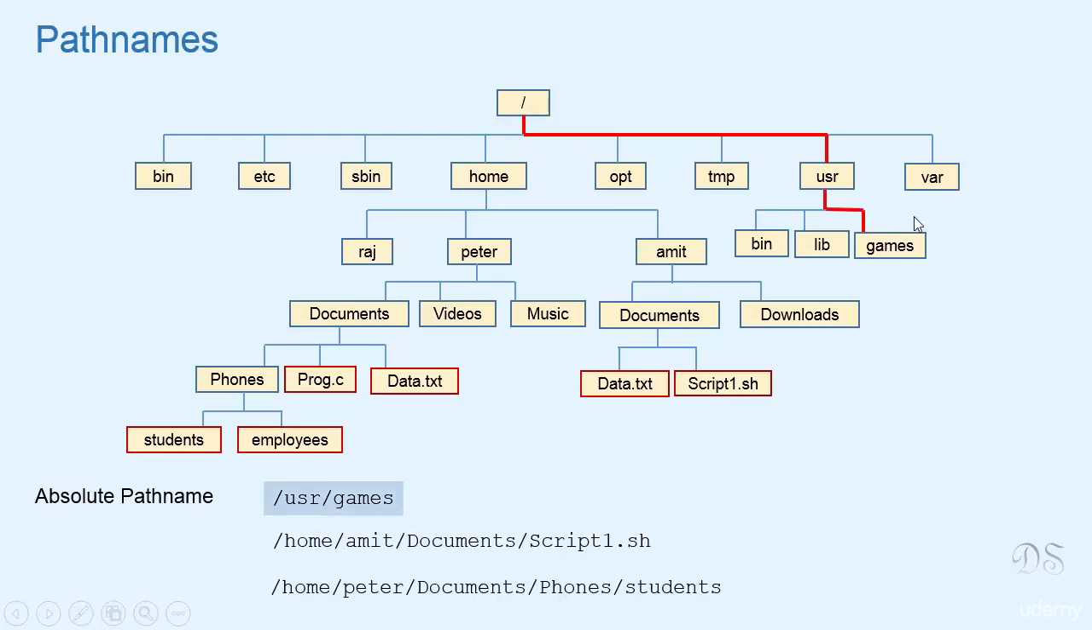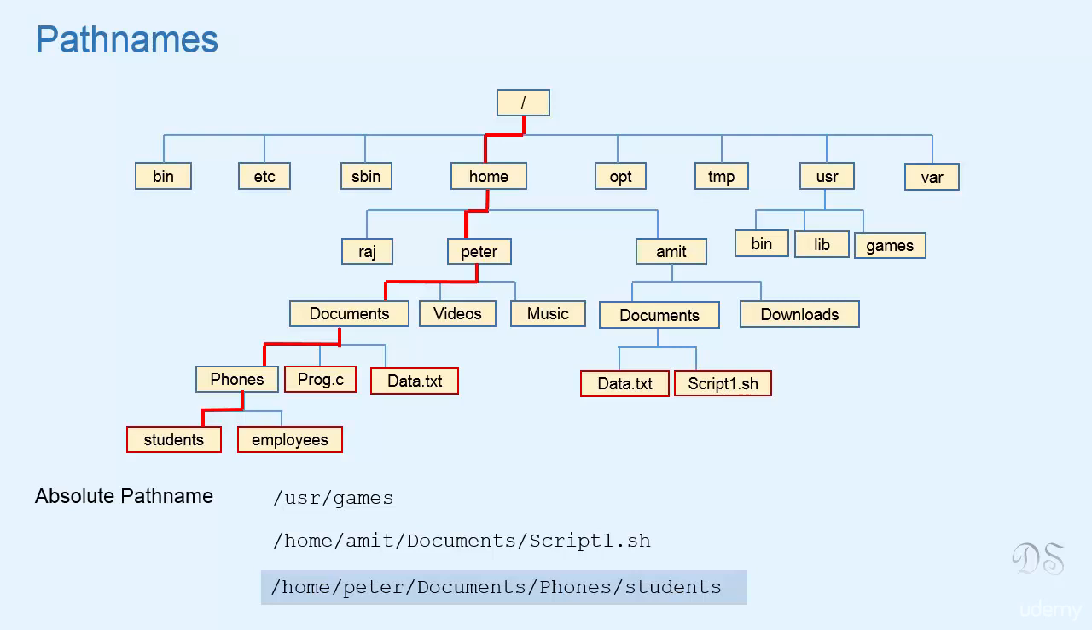This is the absolute path name of this directory. We start at the root directory, then this directory, and then this directory. Now this is the absolute path name of this file. We start at the root directory, then this directory home, then this Amit documents, and then we reach here. And this is the absolute path name of this directory students. So an absolute path name of a directory or a file specifies the exact location of the directory or the file in the file system.